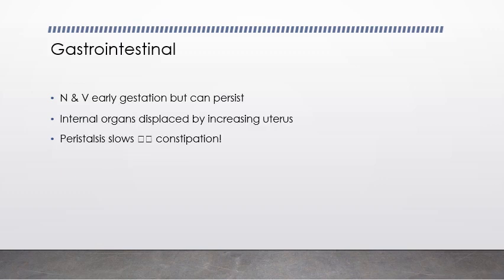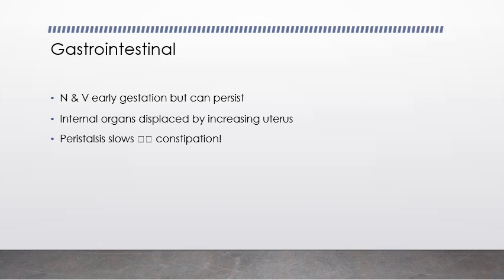In the GI system, we already talked a little bit about nausea and vomiting early in gestation. Usually this resolves at the end of the first trimester or by 14 weeks. But it can persist, and if it does persist, that would be called hyperemesis gravidarum. And we talked about that in a previous lecture.